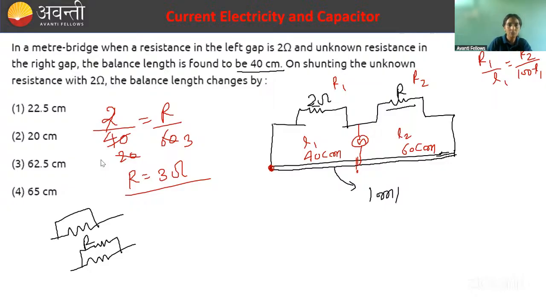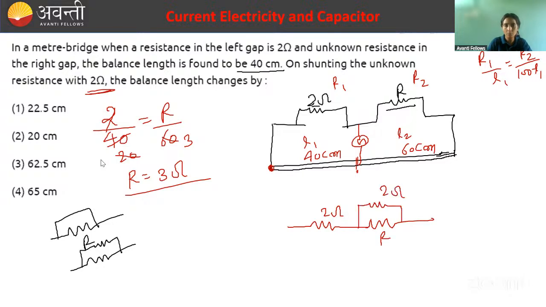We are shunting with what? With a known resistance of 2 ohm. So now I will draw the second case. So in the second case, this is 2 ohm. Here there was R. Okay, so here this is R, and it is getting shunted by 2 ohm. And now it is like this. And here the wire is still the same, 1 meter long wire. The balance length changes.